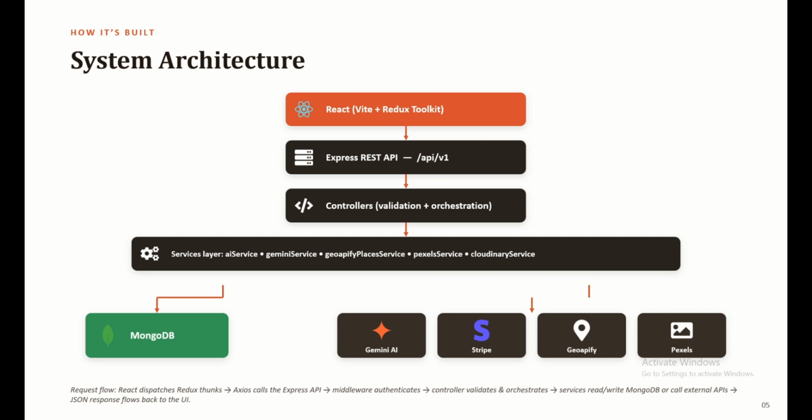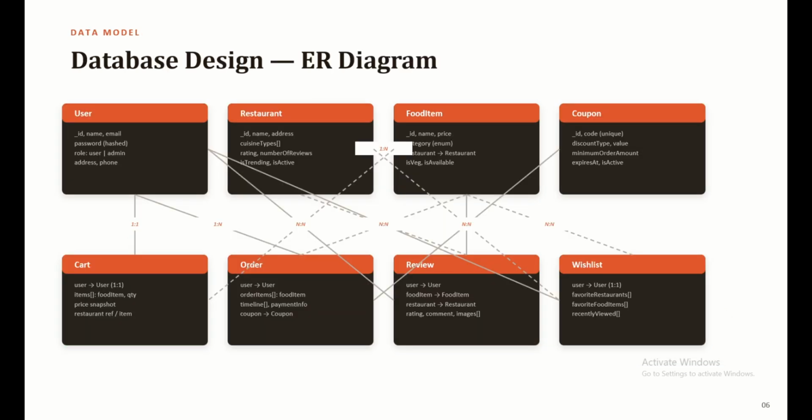Then we have the database design, which is similar to an ER diagram. The data model centers on user and restaurant. Each user has exactly one cart and one wishlist, and many orders and reviews. Each restaurant owns many food items, and food items are a shared reference point for cart entries, order line items, and reviews, which is why the review model denormalizes both food item and restaurant references. So restaurant level review queries do not need an extra lookup. Coupons are attached to orders at checkout time. Solid lines show ownership relations. Dashed lines show cross references used for lookups and favorites.